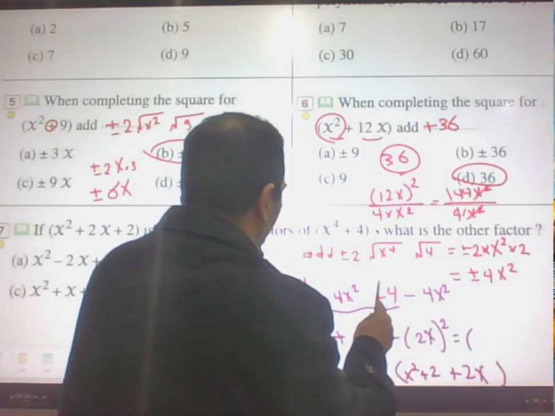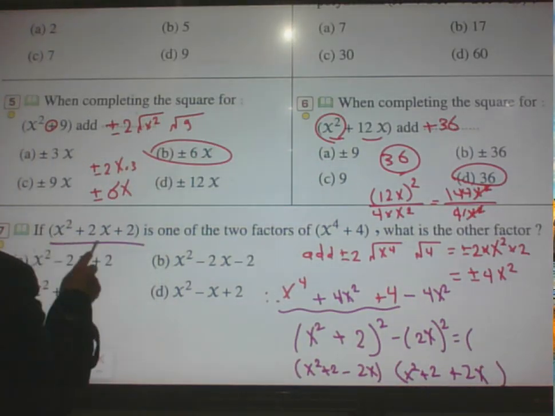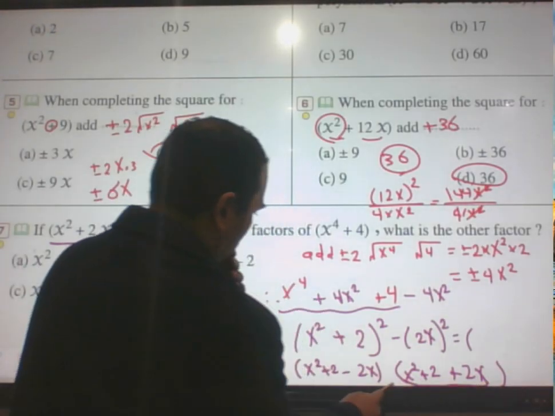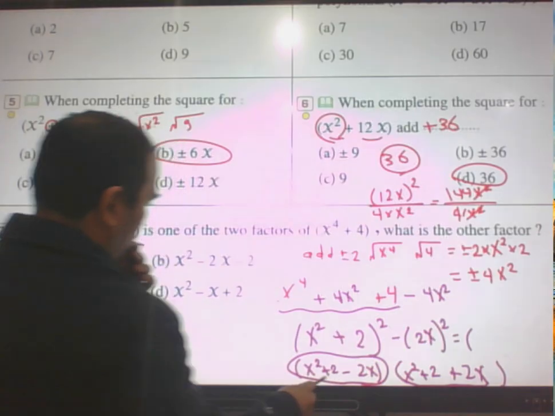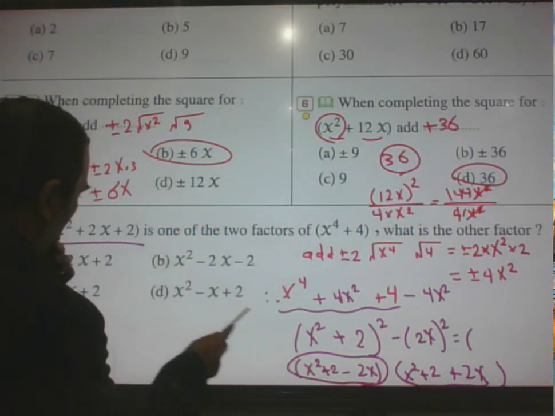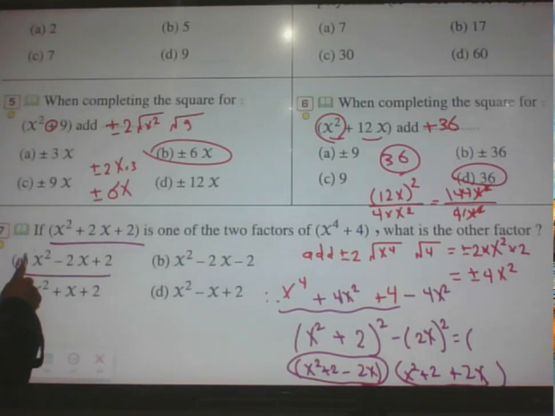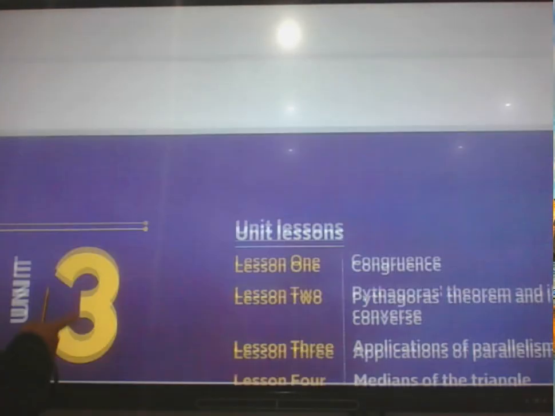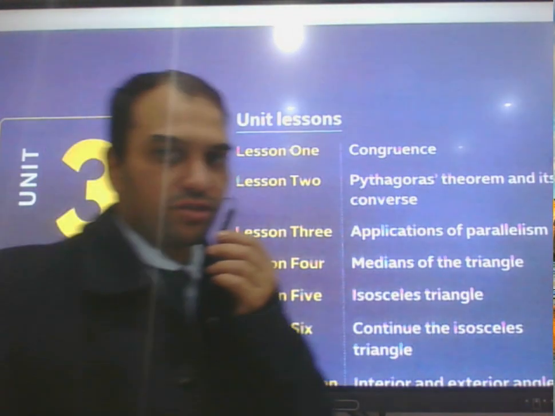Then he gave me the example here. The first, x power 2 plus 2x plus 2, here is the first solution. This second solution here, x power 2 minus 2x plus 2. Yes, choose this. Okay, this is the second answer here, or the second factor. Okay, understood. So that's the end of these questions.